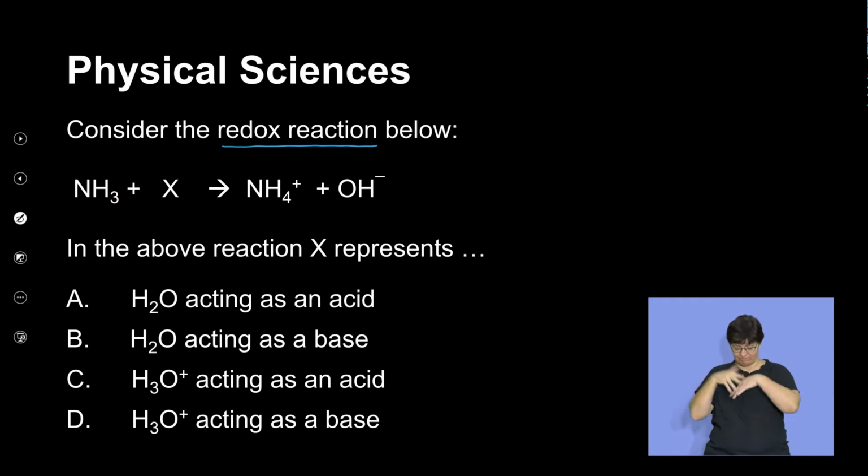Right. So the first question says, consider a redox reaction. We're going to underline the key words. So the word redox suggests that this is a type of reaction which involves the transfer of a proton based on a particular theory, okay? So we've got ammonia plus X.